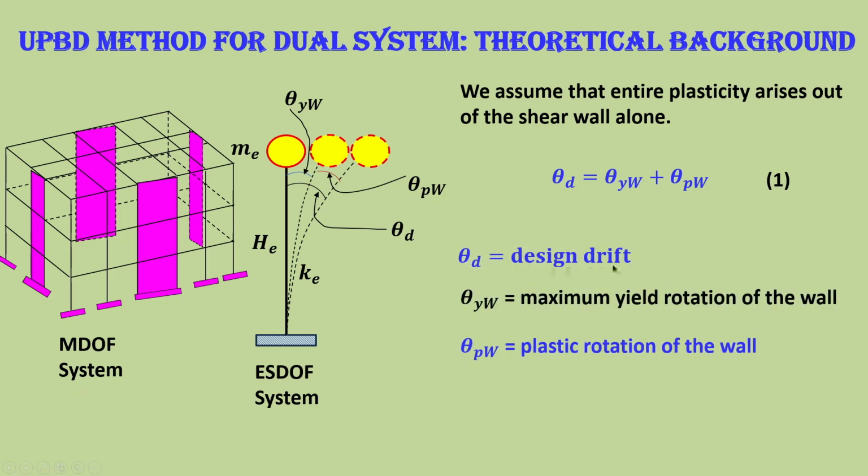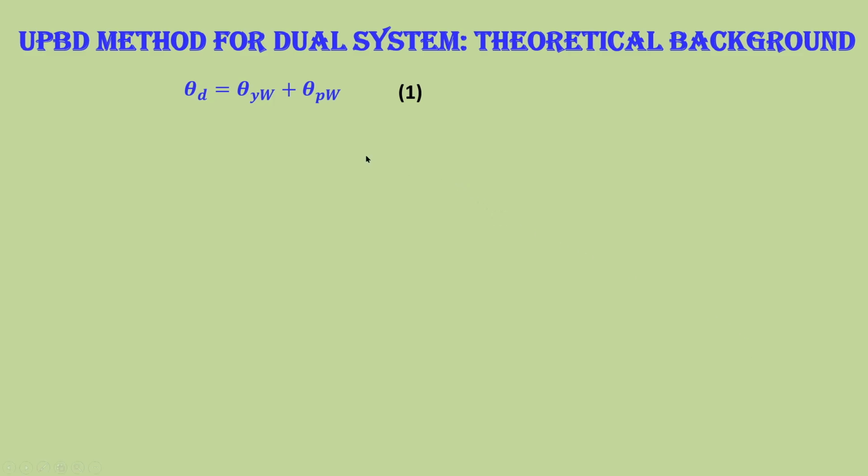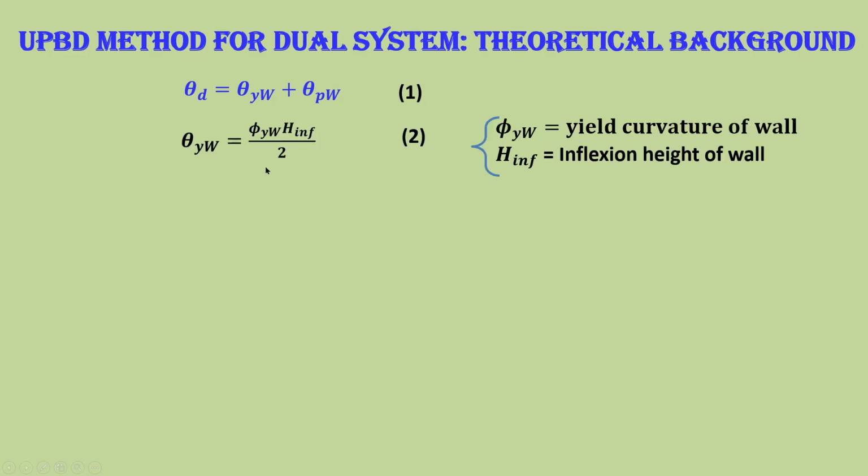Here theta d is the design drift, which will be given to the designer. Theta yw is the maximum yield rotation of the wall and theta pw is the plastic rotation of the wall corresponding to the performance level for which you are designing. So we take equation number 1, theta d equal to theta yw plus theta pw. Theta yw is available in the literature. It is phi yw hinf by 2. Hinf is the inflection height of the wall. This we have discussed in connection with the DDBD design for shear wall systems.